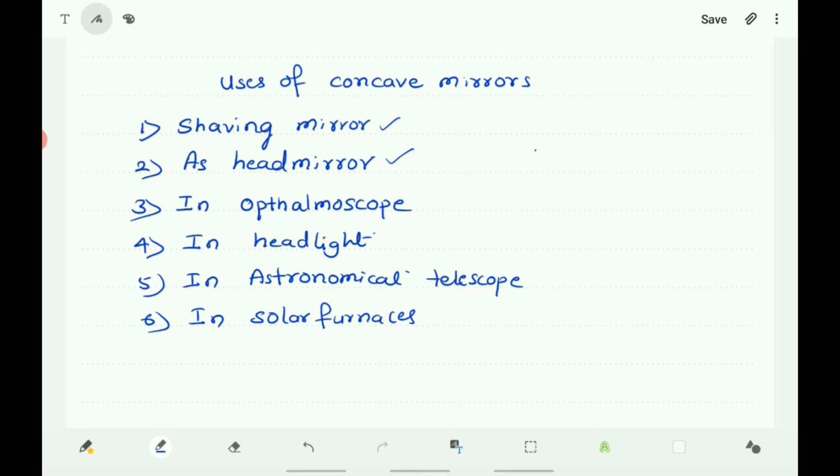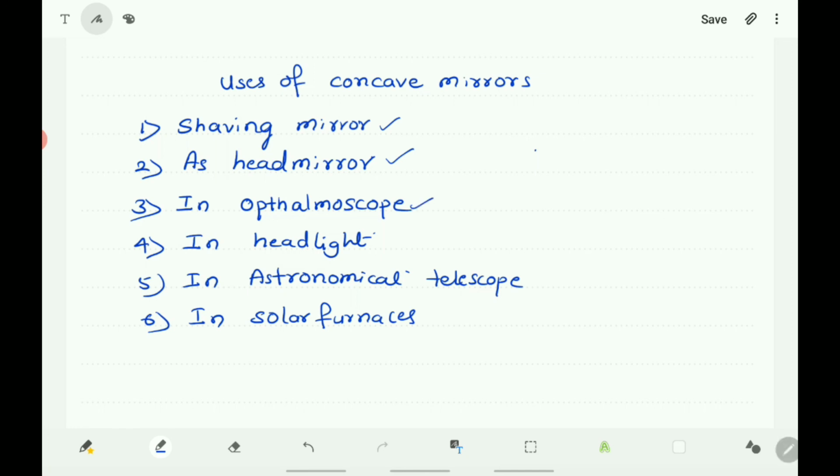You know that a concave mirror is used as a shaving mirror or makeup mirror because it forms an erect and enlarged image of the face when it is held closer to the face. Next, it is used as a head mirror. ENT specialists use a concave mirror on their forehead. The light from a lamp after reflection from the mirror is focused into the throat, ear or nose of the patient, making the affected part more visible.